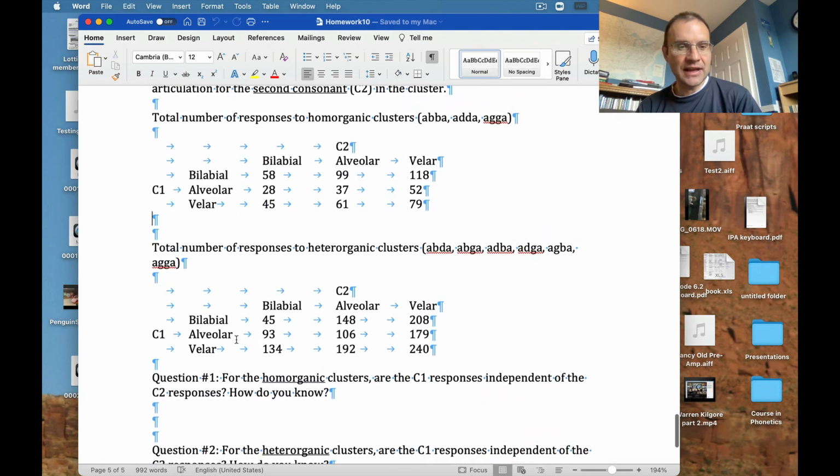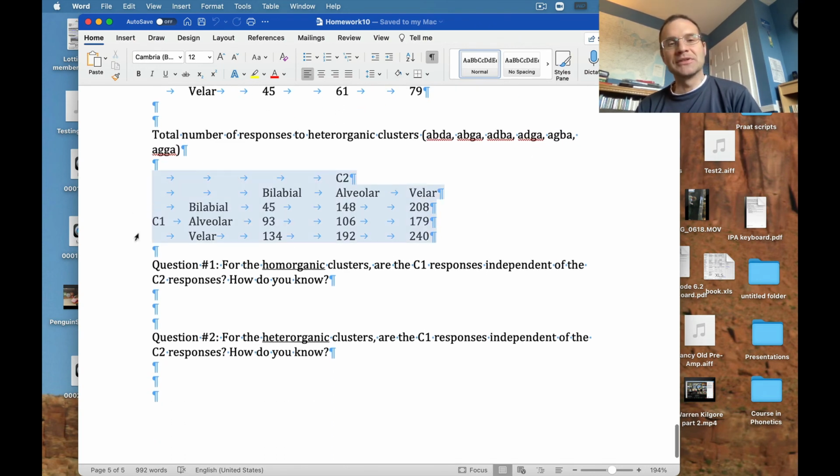The second set of data is the total number of responses to heterorganic clusters. So the response data is structured in the same way, except here the stimuli were different. They were listening to things like abda or adga, so on and so forth. And these are the responses you get.